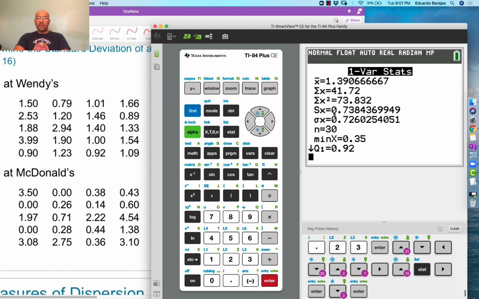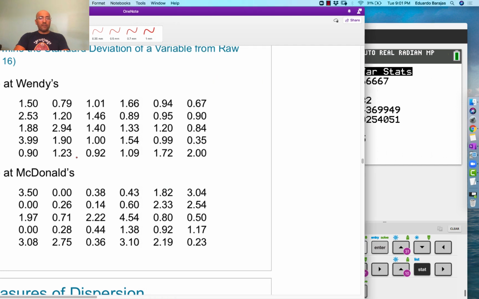And then standard deviation. Now, is this every single customer that has ever gone to Wendy's? No, obviously not. It's a sample of 30. So we would use the sample standard deviation number, 0.7384. Right, so you always have to ask yourself, am I staring at a set that represents the population? Is this all of them? Or is it a sample from the population? Right, so we have the sample standard deviation as 0.7384. Let's write that down.